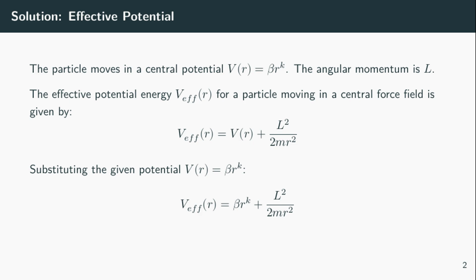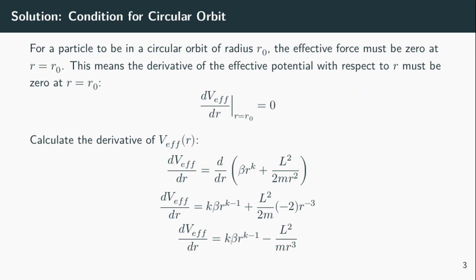Now we just substitute the specific potential energy we were given, V of r equals beta r to the power of k. So our effective potential energy becomes V effective of r equals beta r to the k plus L squared over 2mr squared. For a particle to be in a circular orbit at a specific radius r0, the effective force acting on the particle must be 0. Since force is the negative derivative of potential energy, this means the derivative of the effective potential with respect to r must be 0 when evaluated at r equals r0. You can see this condition written mathematically on the slide.